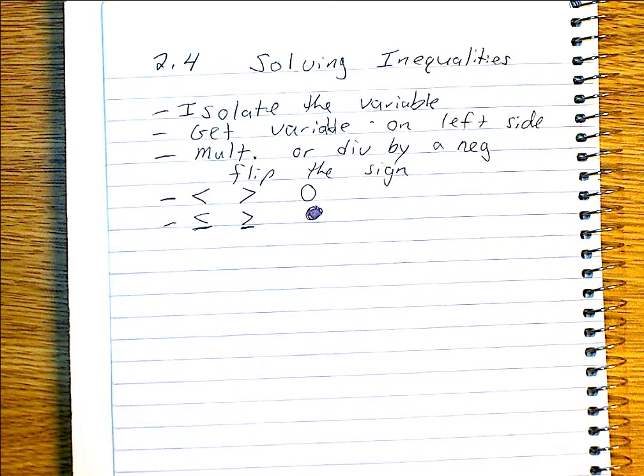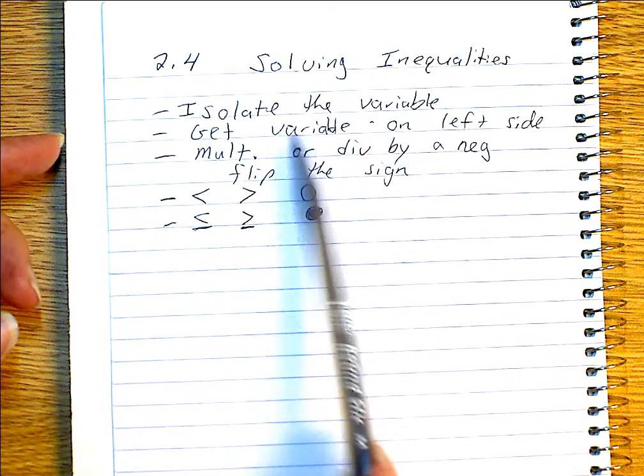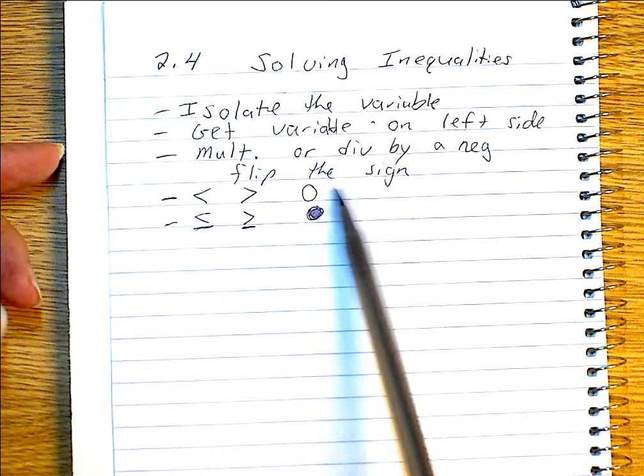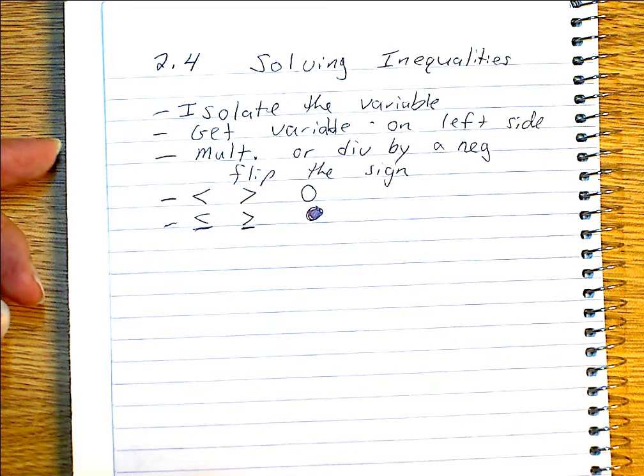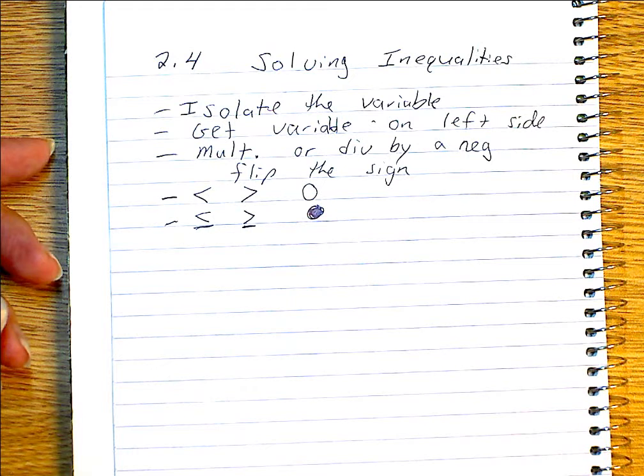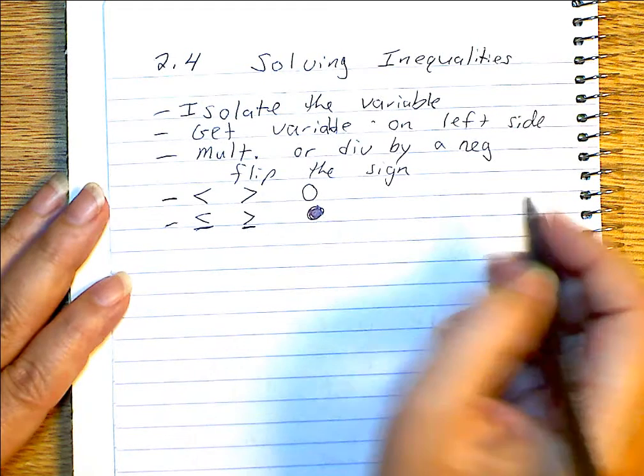Now, like I said, if you keep your variable on the left-hand side, it's going to be nice because then you can just shade the way the arrow is pointing. If you keep your variable on the right-hand side, you really have to think it through to make sure you're shading in the right direction. So that's why, when I say to keep it on the left-hand side, it helps you to know which way you are shading. All right?